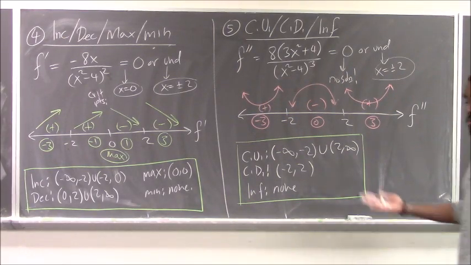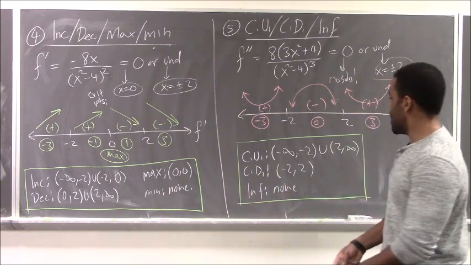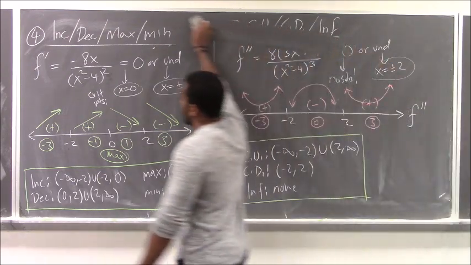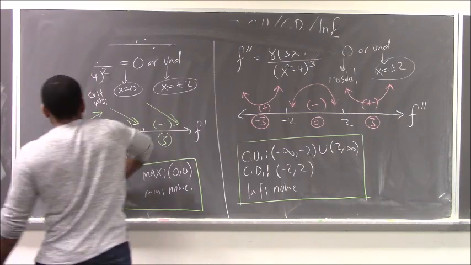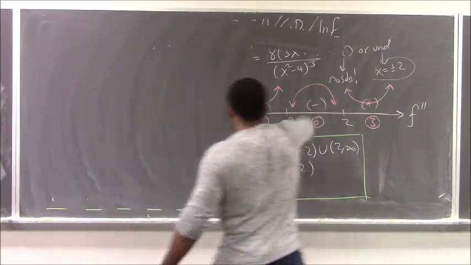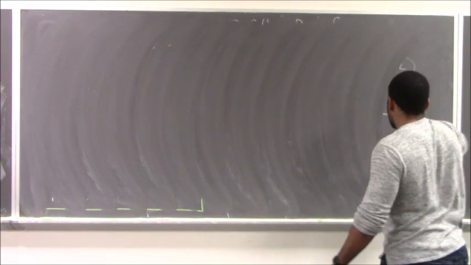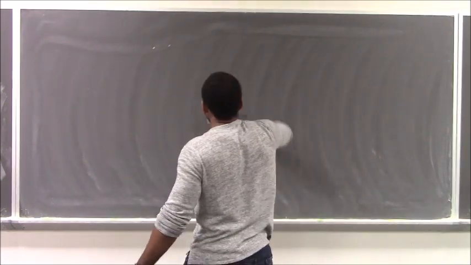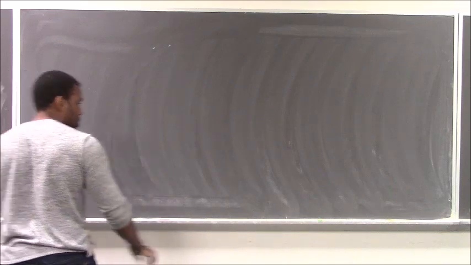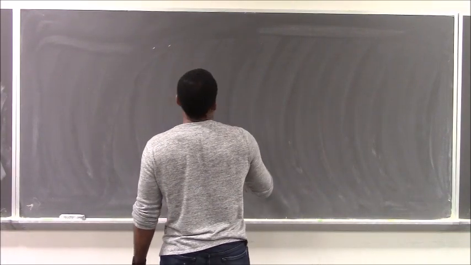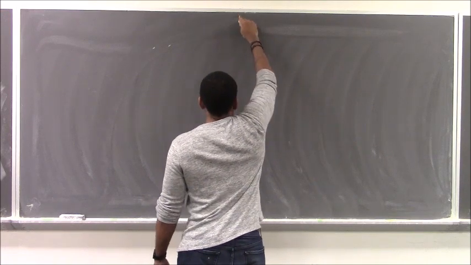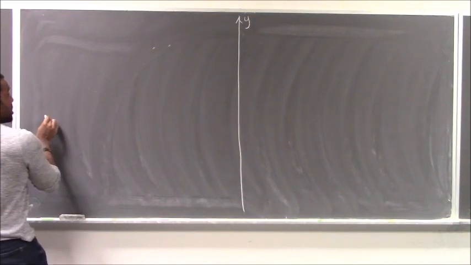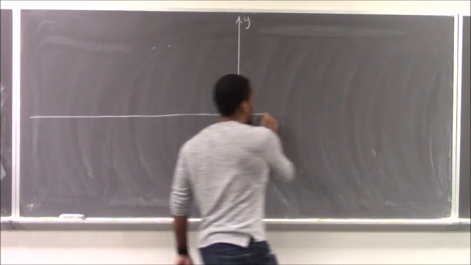Okay? This brings us to step 6. So we found everything that the question asked us to find. Now it comes down to actually using this information to sketch the graph. So what we're going to do is we're going to draw axes. We're going to put all this data that we have on the graph. Then we're going to forget about the data and draw a picture that obeys all the requirements. So let's make that the y-axis. Let's make this the x-axis.